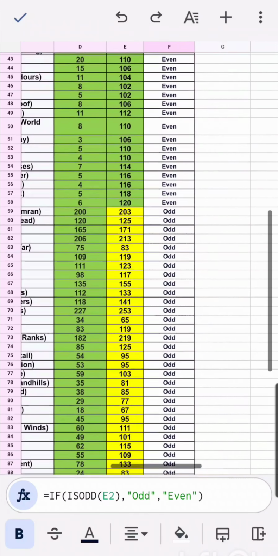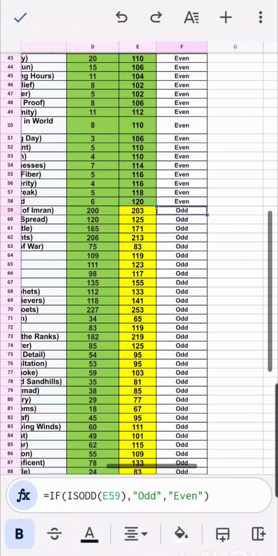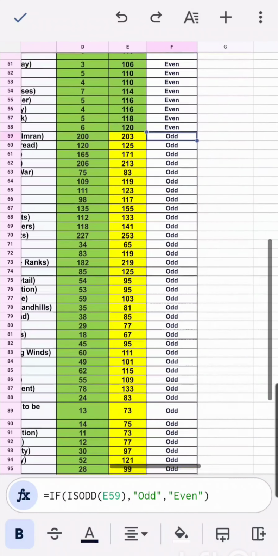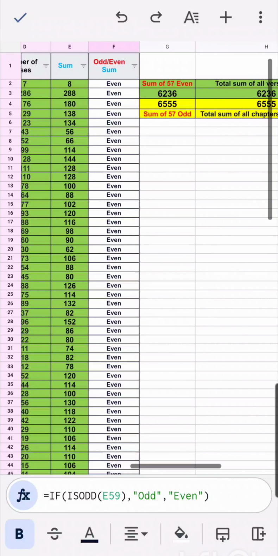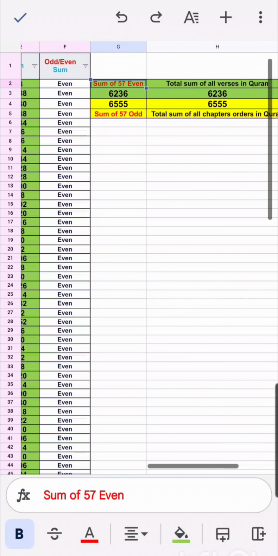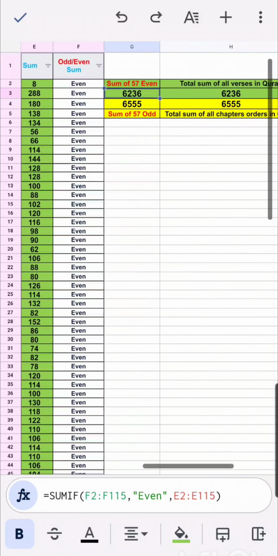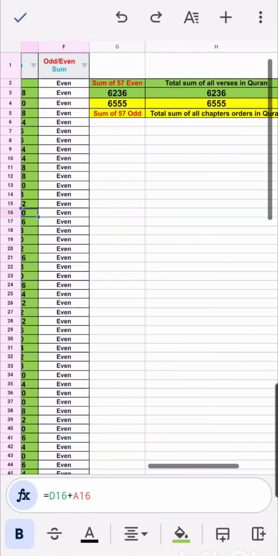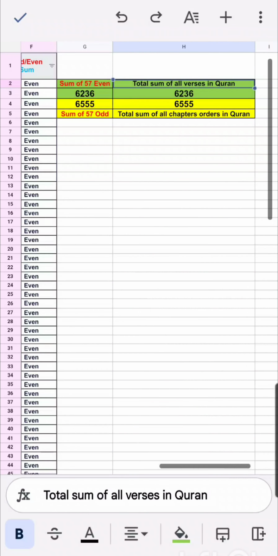Now let's go deeper. Take the 57 even number results and add them all together. You get the grand total of 6,236. Even though this total emerged from only 57 chapters of the Quran, this number, 6,236, is also the number of verses in the entire Quran. So how did that emerge from only 57 chapters?